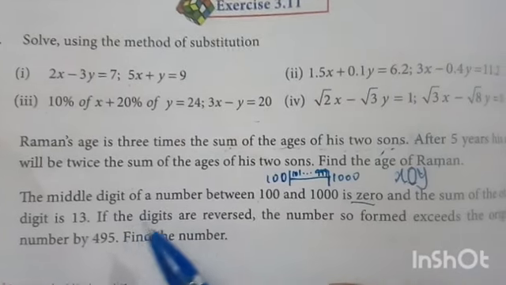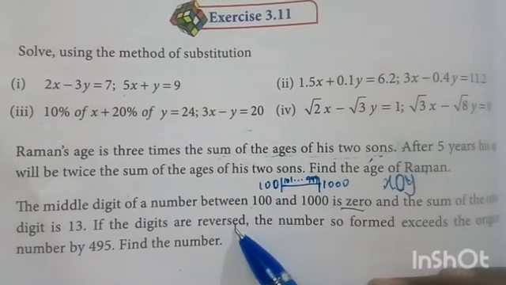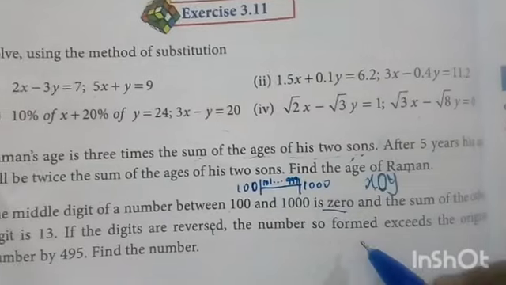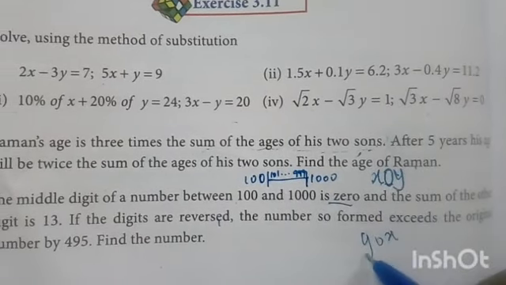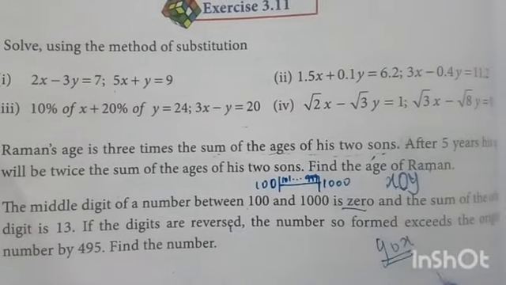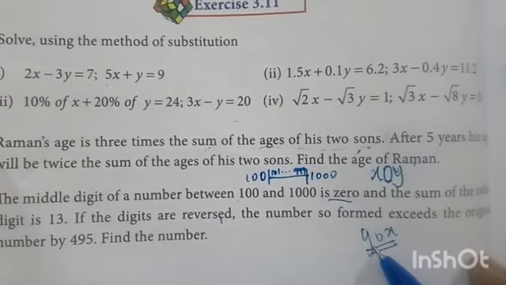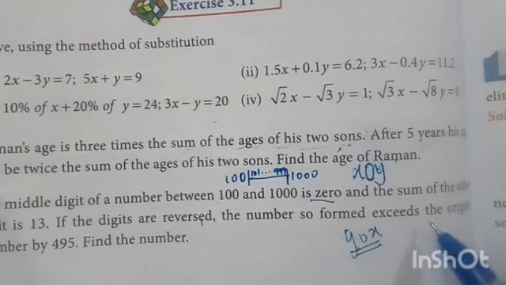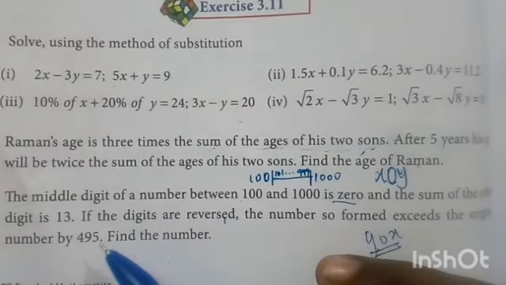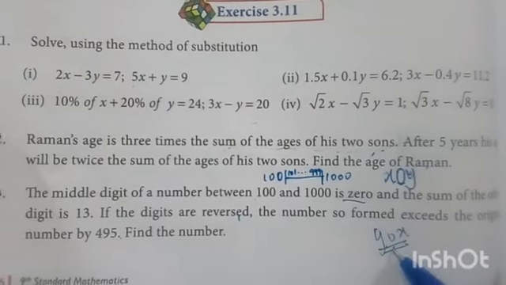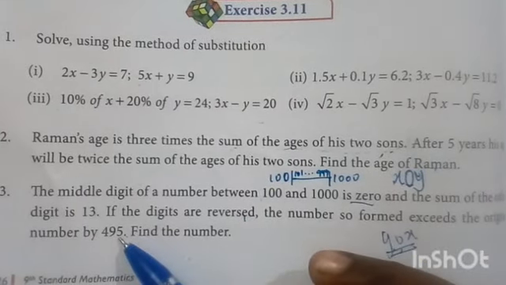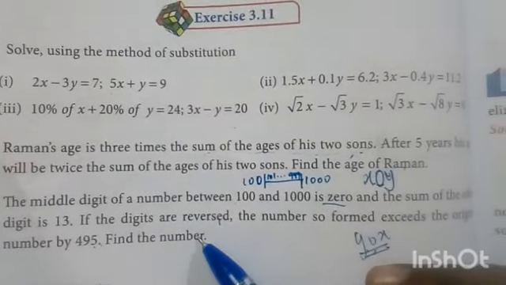If the digits are reversed, how do you reverse? For x 0 y, the reversed number is y 0 x. The number so formed exceeds the original number by 495. The difference between the original number and this reversed number is 495. We want to find that number. Okay.